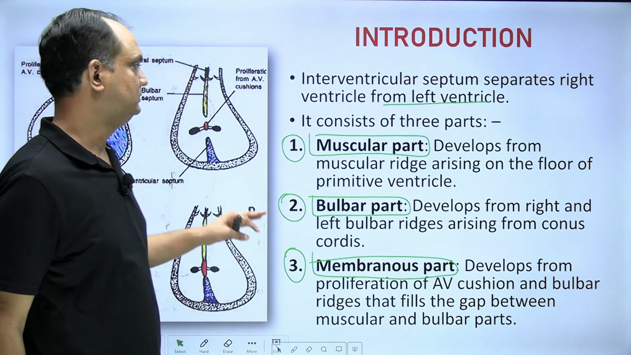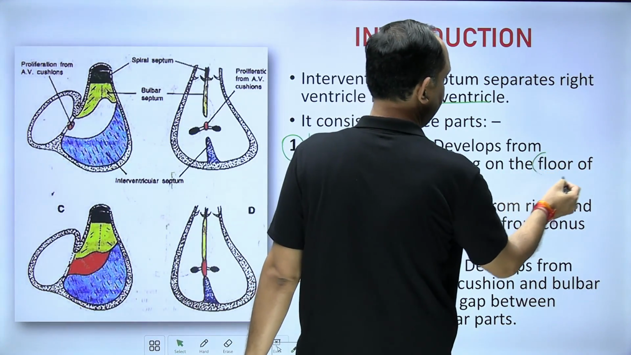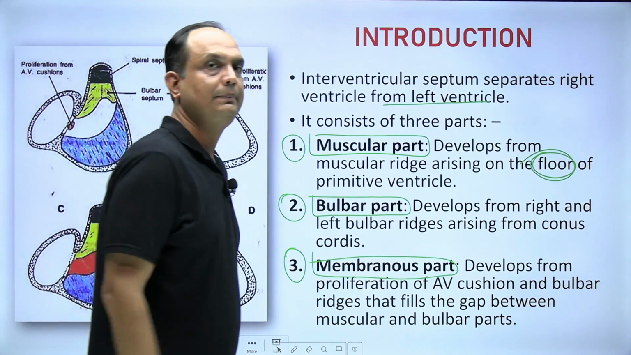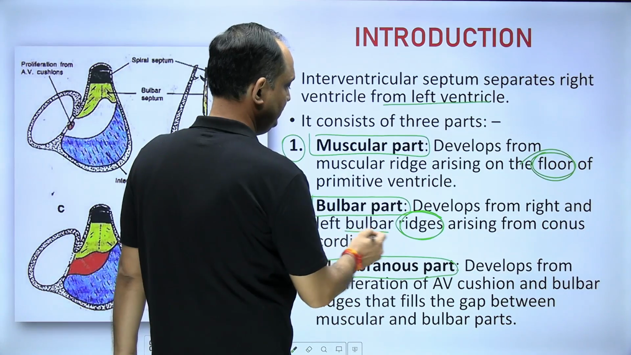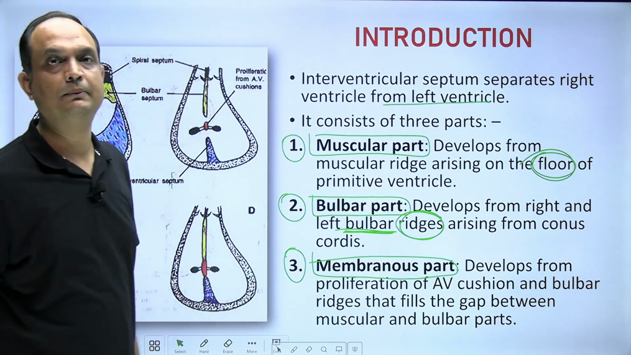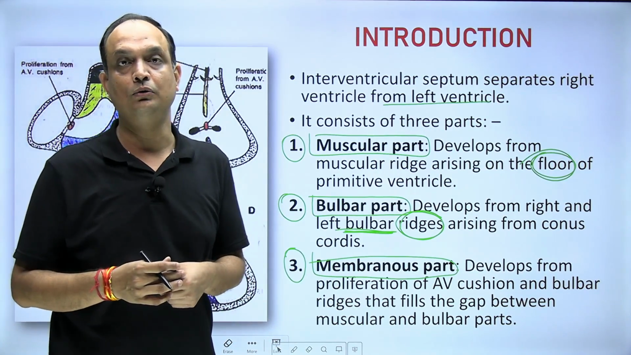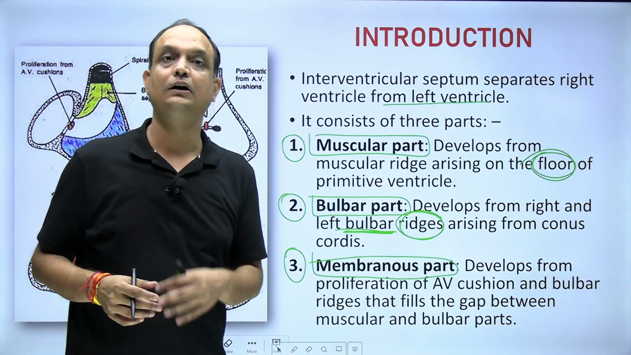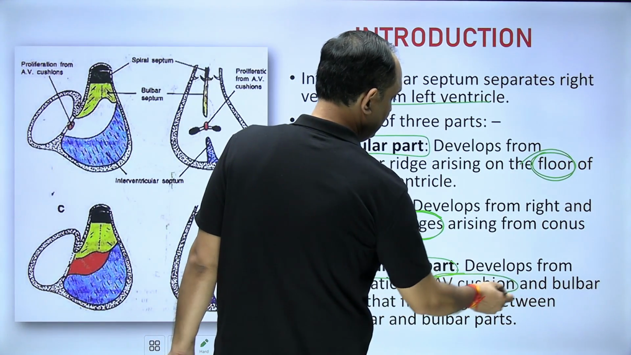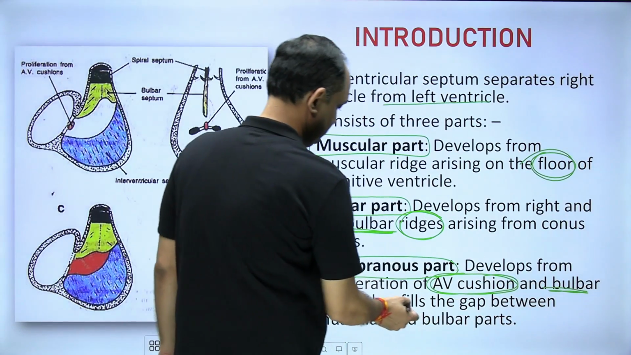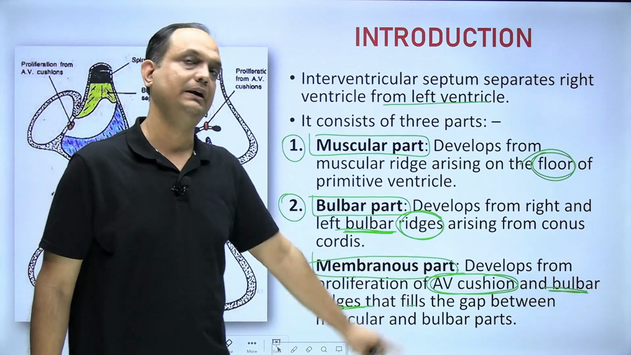The muscular part arises from the floor of your primitive ventricle. The bulbar part arises from the ridges which are forming in the bulbus cordis. That's why they are known as bulbar ridges. You know that bulbus cordis is the most cranial part of the heart tube. Then you have the membranous part. This membranous part develops from the atrioventricular cushions and also from the bulbar ridges, which contribute not only to the bulbar part but also to the membranous part.